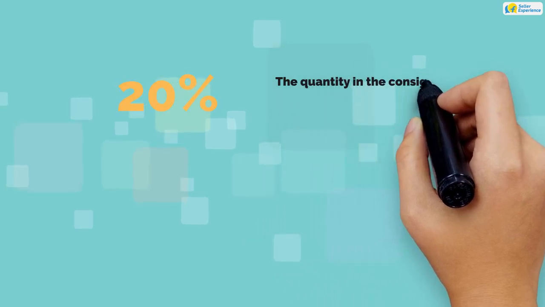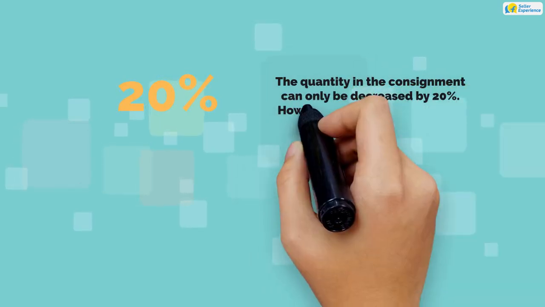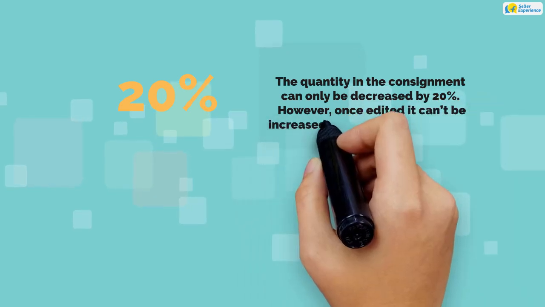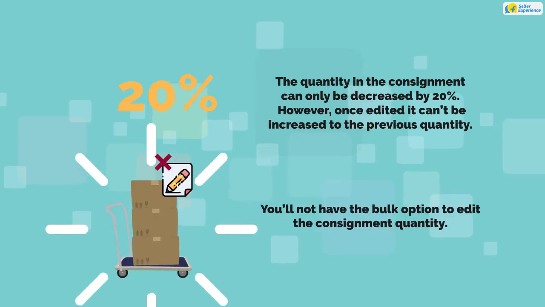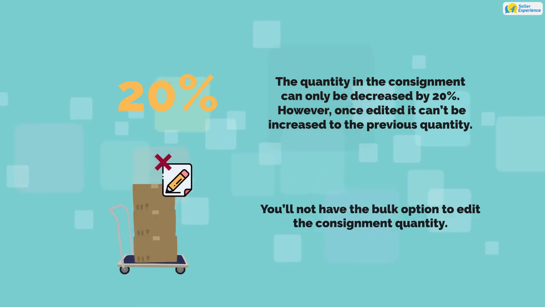Please note, the quantity in the consignment can only be decreased by 20%. However, once edited, it can't be increased to the previous quantity. You'll not have the bulk option to edit the consignment quantity.